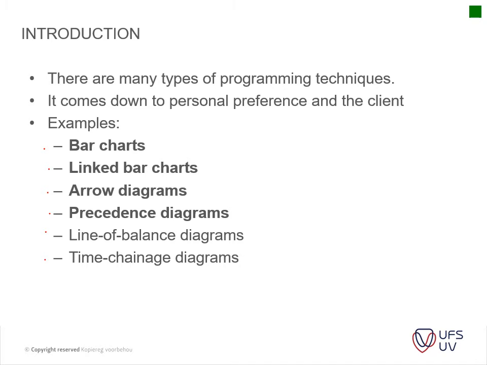What we're going to look at is linked bar charts. It's the easiest to convey the message to your client and for you to understand. Arrow diagrams is just the inner workings. That's more advanced, for the construction managers, usually where you create your critical path and so forth.